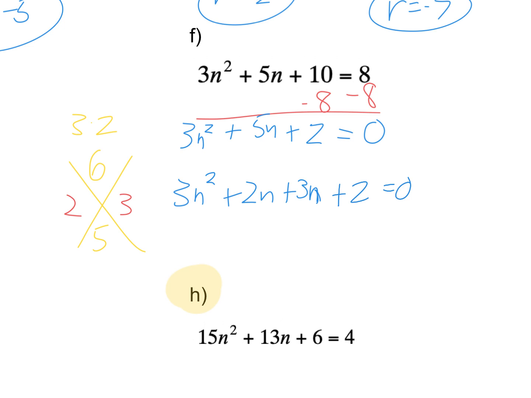Now we can go ahead and factor out the GCF through grouping. So I have a blue group, I have a green group. With my blue group, I can factor out an n, and I'm left with 3n plus 2. With my second group, I actually can't factor out anything. It just has to say 3n plus 2.